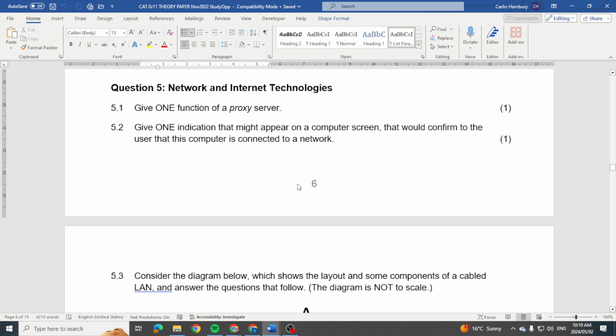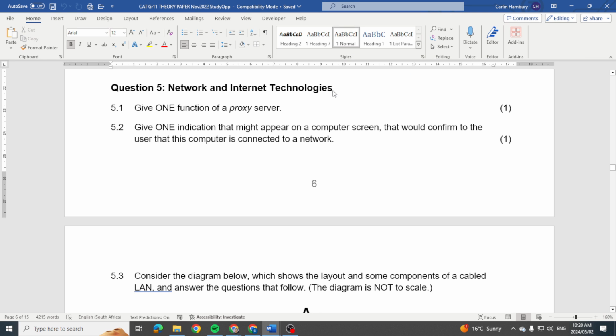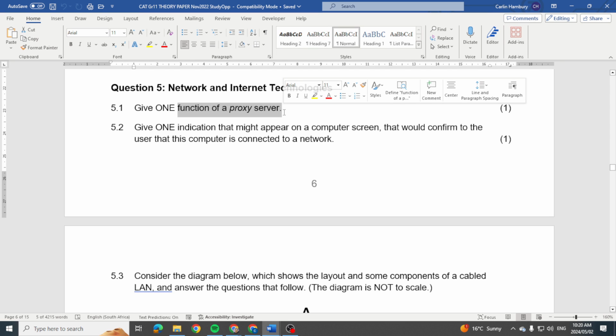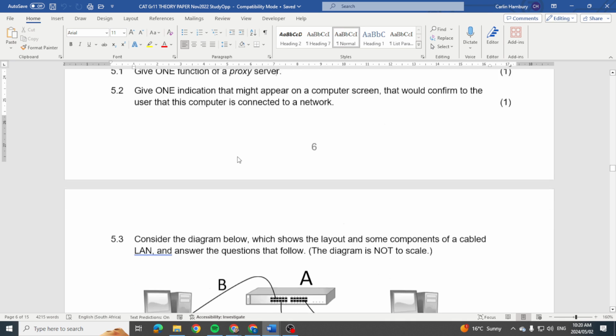Then we move on to question 5, network and internet technology. So here we can already think. We're dealing with networks. We're dealing with servers, clients, cables, switches, routers, the software that goes with that, connecting to the internet, how we connect, wired, wirelessly. Can you see just from that, I already know what's going to be covered. Oh, there we go. A proxy server. A type of server. What does that particular server do? Right?